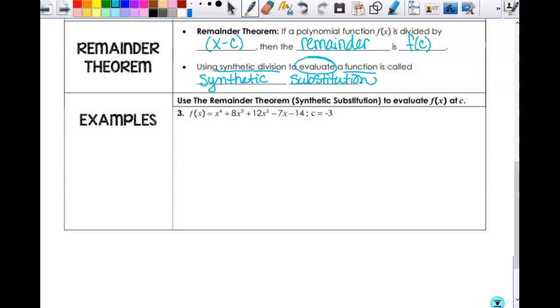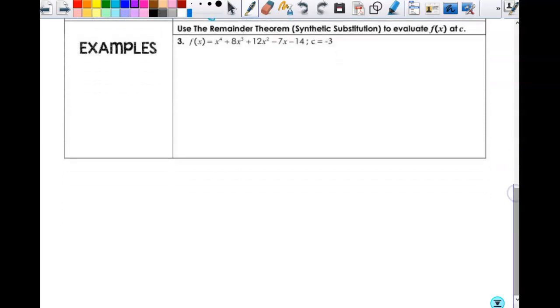Okay, so let's make sure we understand what to do with these signs here so that we don't mess all this stuff up by being able to do the process but getting the wrong number in there or something. So it says use the remainder theorem, which is synthetic substitution, to evaluate f of x at c. So they're telling me c equals negative 3. If I want to evaluate f of x at c, that means that my x is going to equal negative 3, which means the factor is x plus 3. Okay, does that make sense? It's f of negative 3.